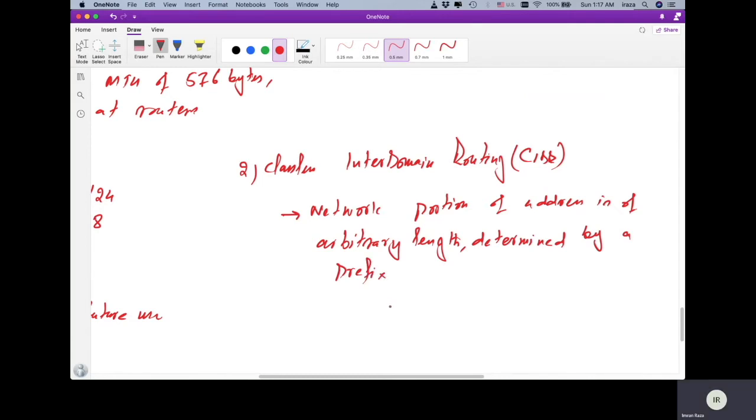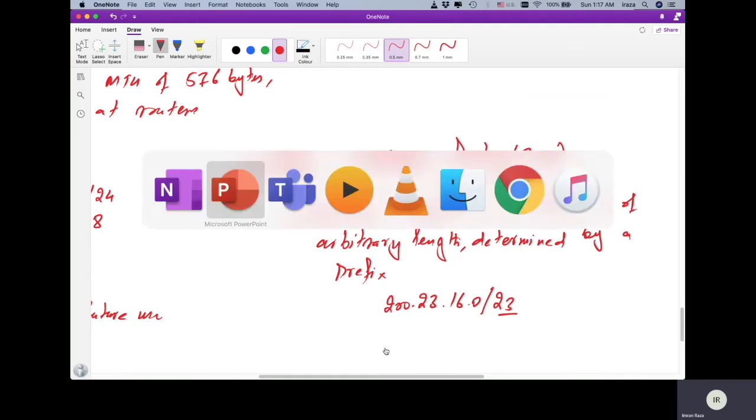Okay, for example, I can have this address 200.23.16.0 and this prefix 23 is identifying how many bits are representing the network part. Yes, you're right, 23 bits, right?